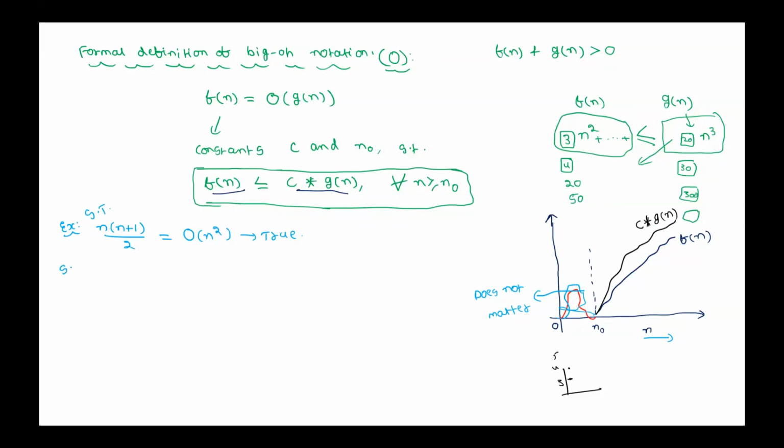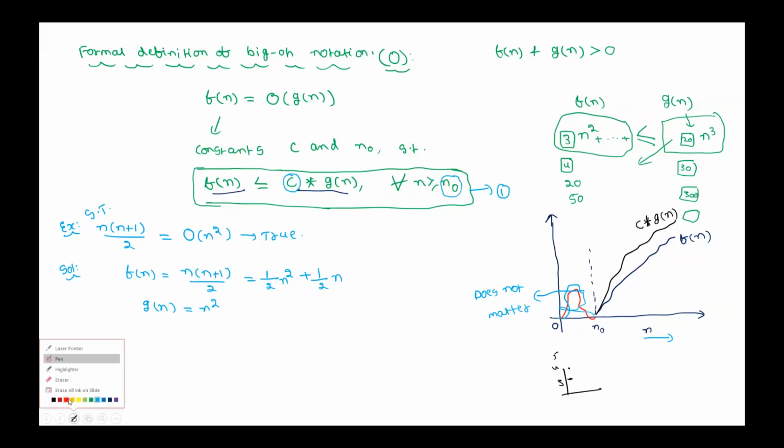Okay. So now what is f of n here? n into n plus 1 by 2. So it is 1 by 2 into n square plus 1 by 2 into n. What is g of n here? n square. In order to show this, what do we need to find according to the inequality given in 1? We need to find two constants C and n naught.